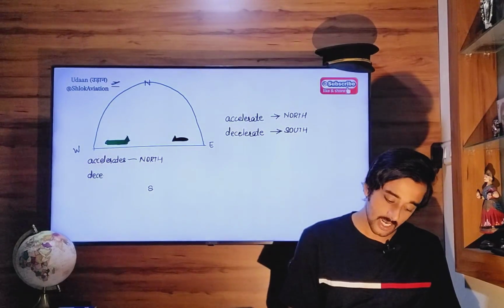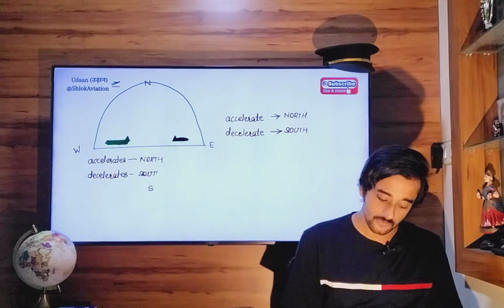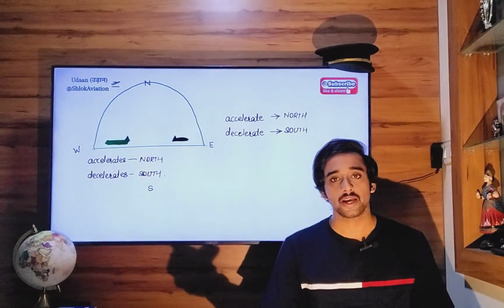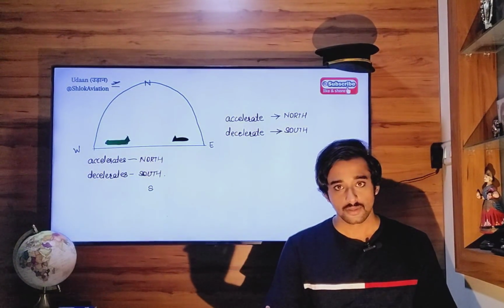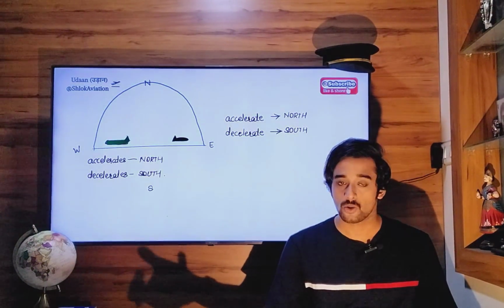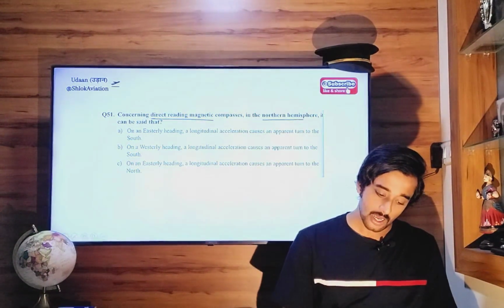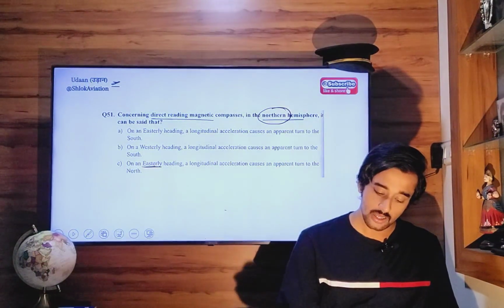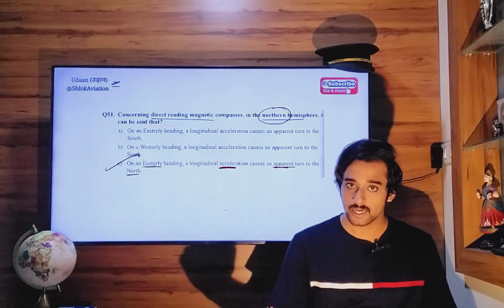If this aircraft decelerates, it will show an apparent turn towards the South Pole. So instead of showing a 270 direction, it will show any direction which is less than 270: 250, 220, 190, 180, whatever. So this is the acceleration deceleration error. Now you are in the north hemisphere on an easterly heading, acceleration causes an apparent turn towards the north pole. Charlie is the right answer.